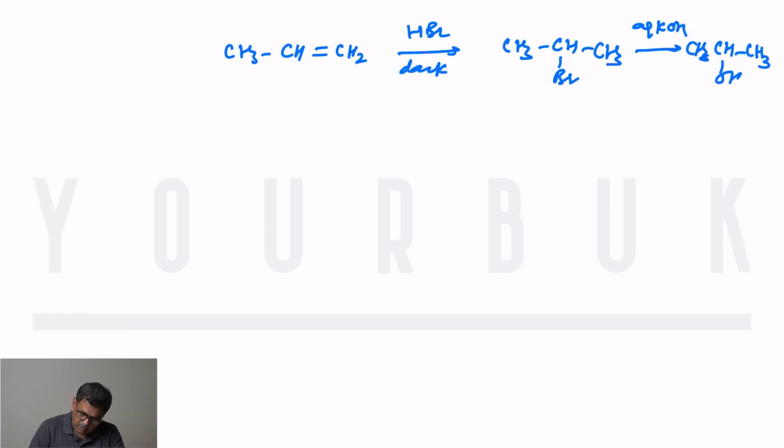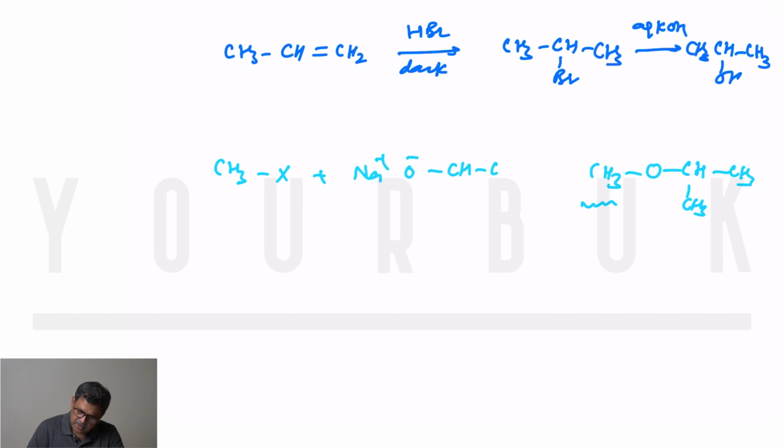Now similarly, we have one more example. Suppose my aim is to prepare this ether, methyl isopropyl ether. Look at the two alkyl groups directly bonded to oxygen. The methyl one is less crowded, so you take methyl as the halogen compound, CH3X, and the other one as the nucleophile, Na plus O negative with the isopropyl group. So this is the Williamson synthesis.